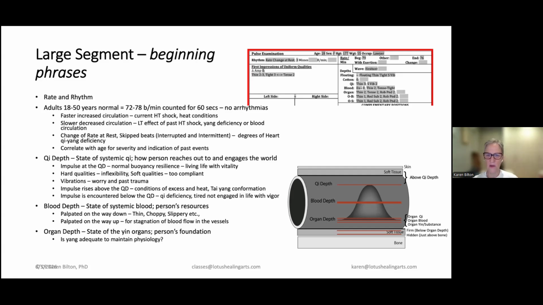If we're finding that when we come off that organ depth and we release our fingers, the impulse kind of goes beyond our fingers, then we say that there's some sort of stagnation in the blood vessels, like the blood is not flowing as freely in the vessels as it could. Now, the organ depth tells us about the state of the yin organs or the person's foundation, and just the main question for physiology: is there enough yang to maintain normal physiology?